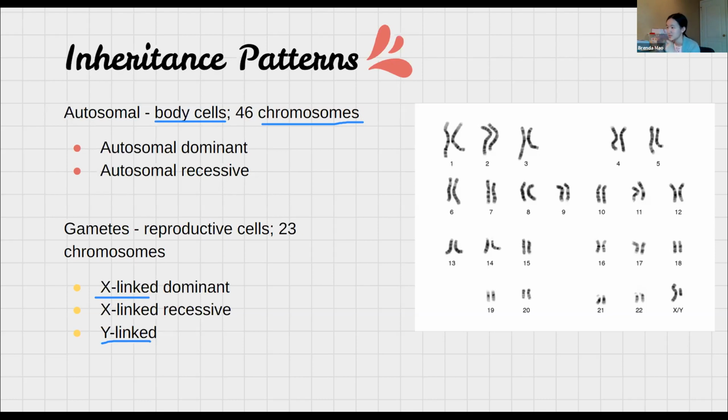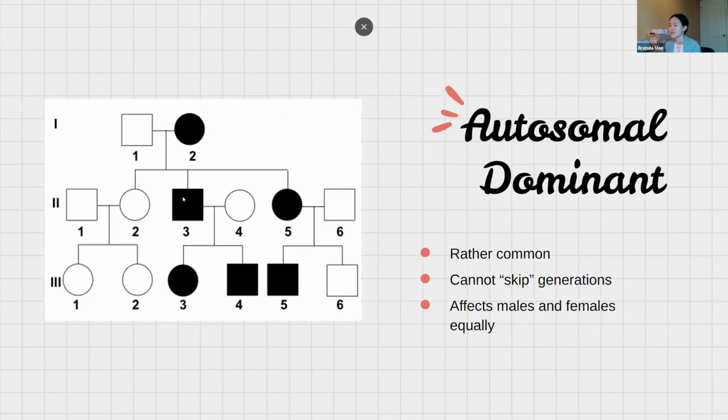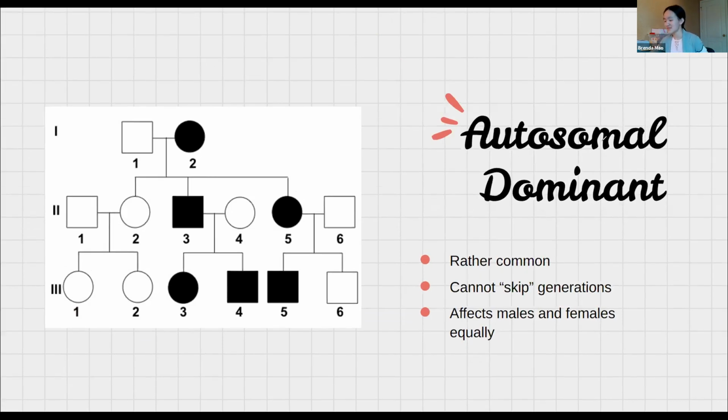I'll talk about chromosomes a bit more next class, because that's what pertains to it. All right, moving on. First we're talking about autosomal dominant. I'm just going in order of what I put on the previous slide. Autosomal dominant, again, means that it is on one of the 44 non-sex chromosomes, and in this case, it is dominant.